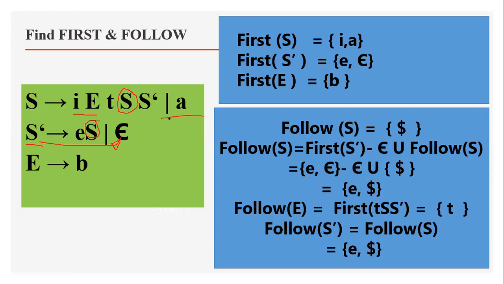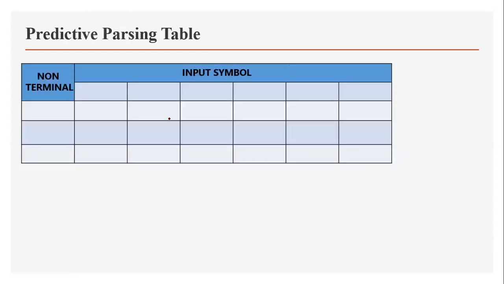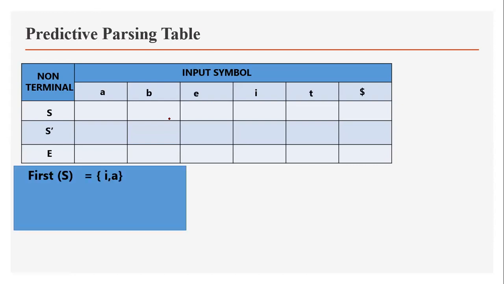Is it not? Now we'll construct the table using non-terminals and input symbols. The non-terminals are S, S', E, and the input symbols are a, b, e, i, t, dollar. Now we'll see first of S is i comma a. So you include the S production which starts with i, that is S derives iEtSS'. Then on a you include S derives a. Then first of S' is e comma epsilon. Don't consider epsilon, you worry only about e. So S' derives eS. Then first of E is b. So on input symbol b, you include E derives b.